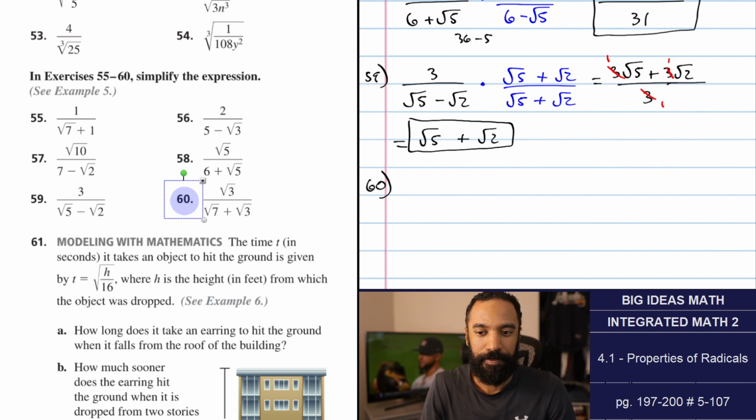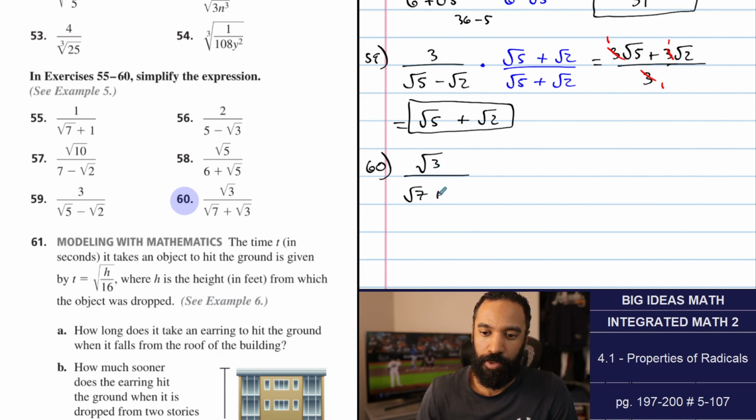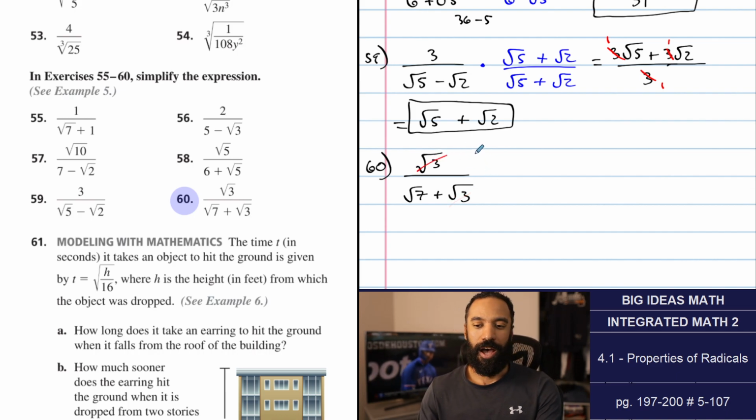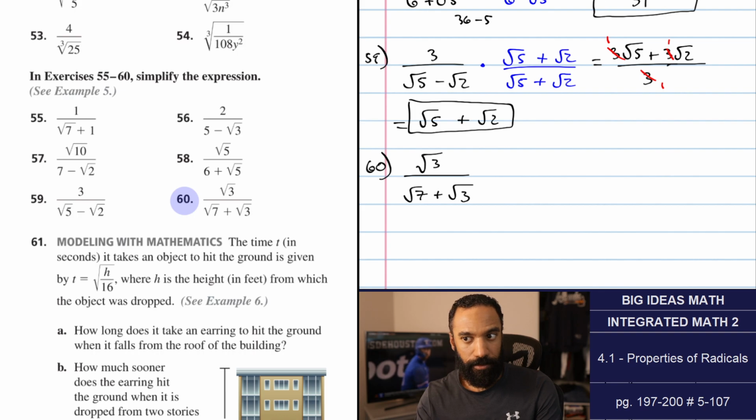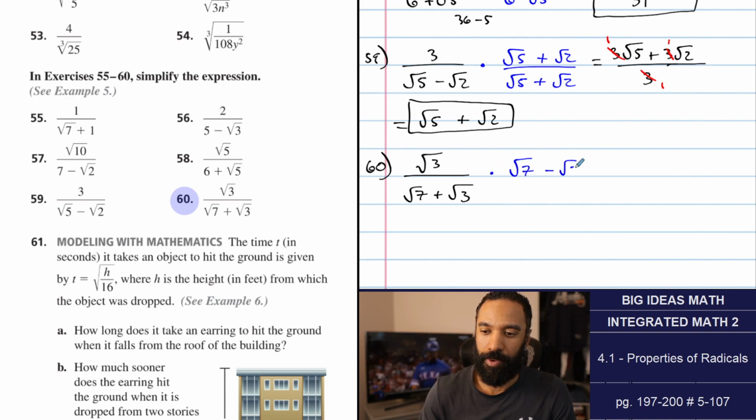All right, number 60. Root 3 over root 7 plus root 3. Now, I'm not sure how much I've had to talk about this, but don't be silly and start doing this, please. It's not a common factor. It needs to be a common factor on top and bottom. That is not one. Separate terms. Okay. Anywho, we're not equal to anything. Let's multiply by the conjugate of root 7 minus root 3.